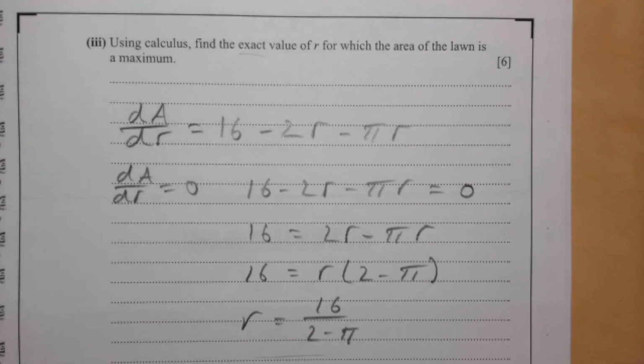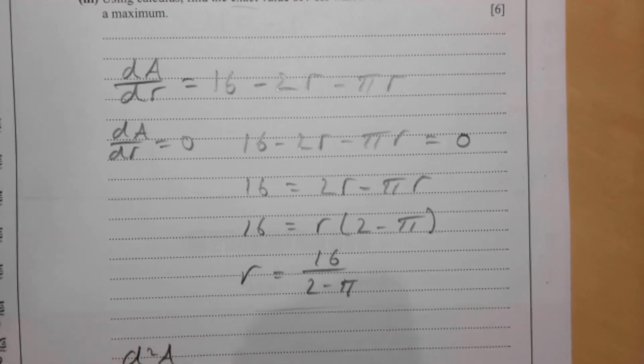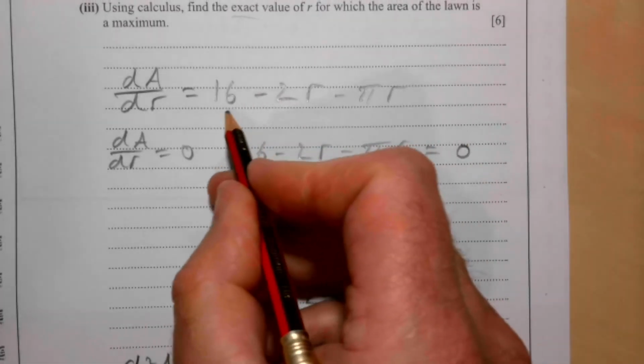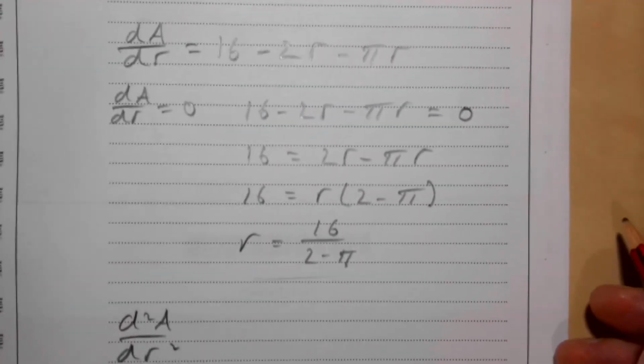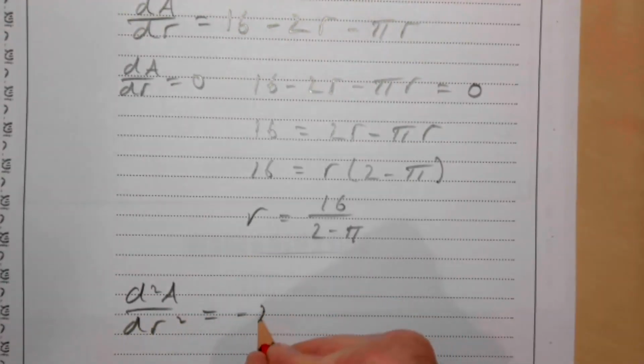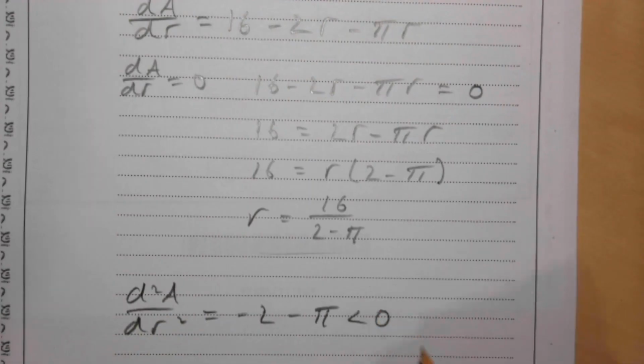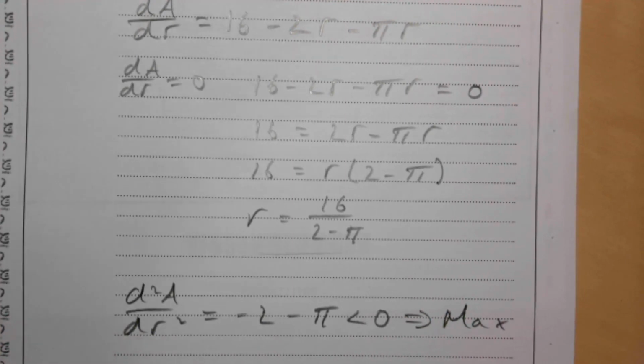You also need to show obviously that it's a maximum. So to do that we need to find d2A by dr squared. So we need to differentiate this term here. The 16 disappears and we get minus 2 minus pi. That is less than 0. Therefore it is indeed a maximum, which is what we want.